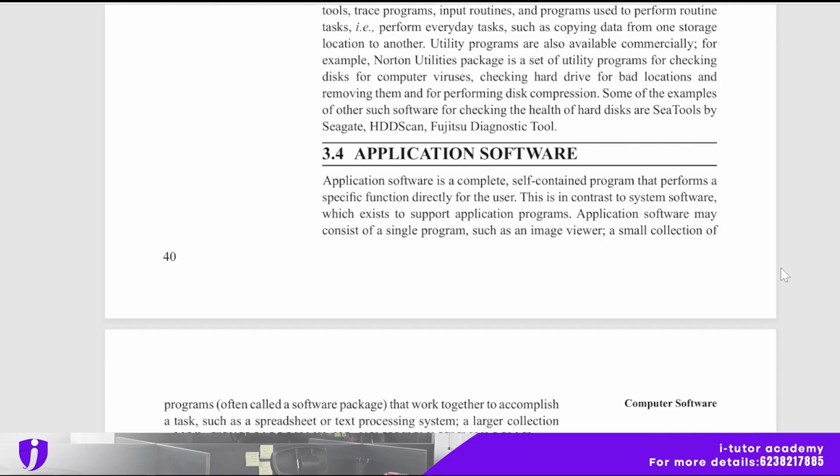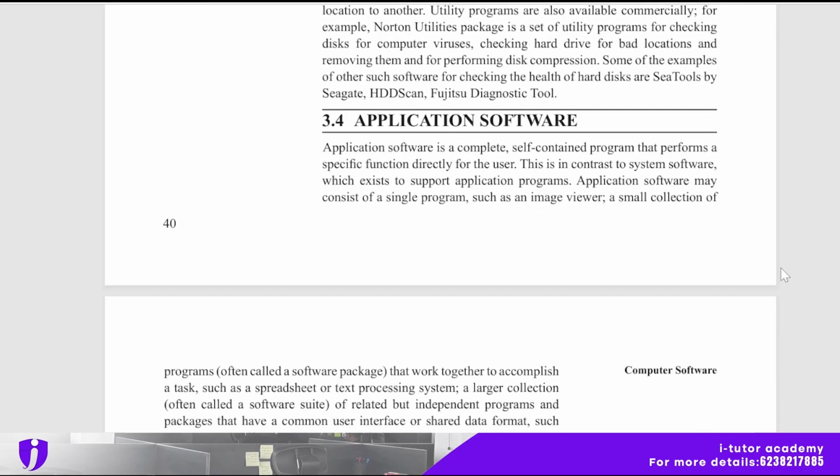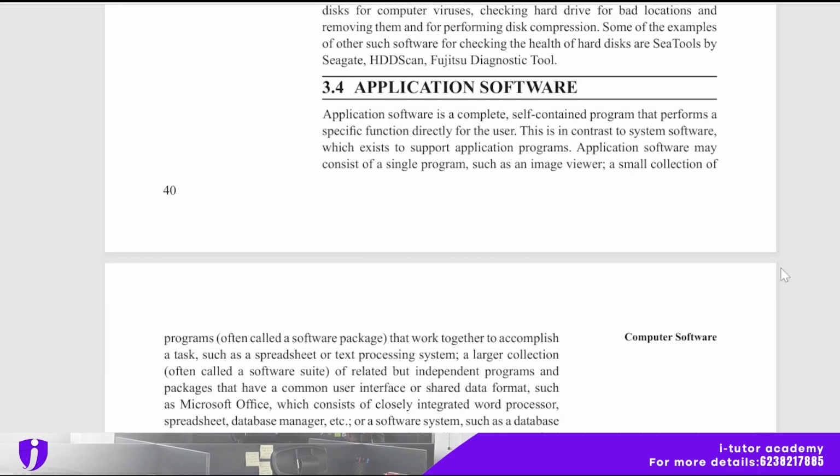Next is application software. Application software is a complete, self-contained program that performs a specific function directly for the user. This is in contrast to system software, which exists to support application programs. Application software may consist of a single program such as an image viewer, or a small collection of programs that work together to accomplish a task, such as a spreadsheet or a text processing system.